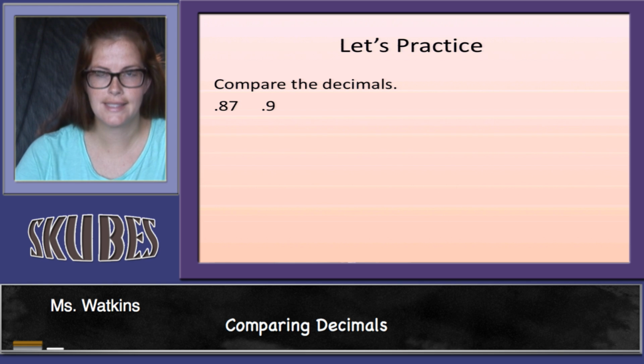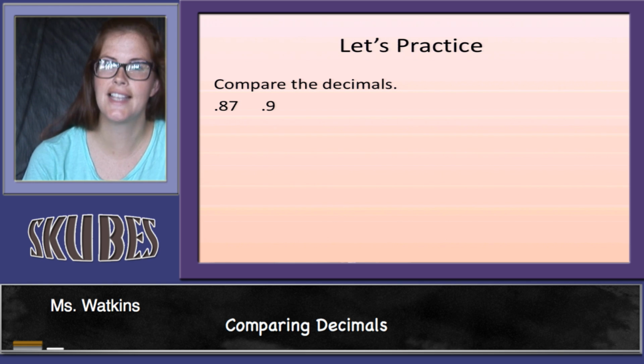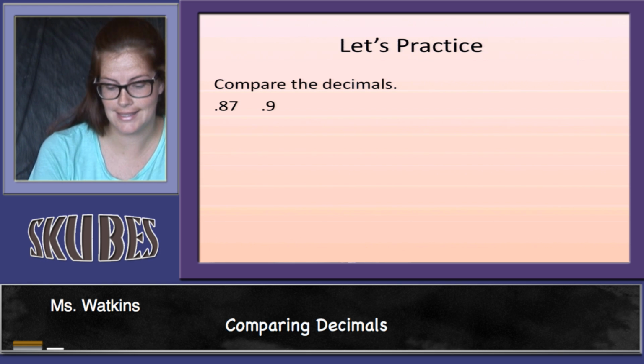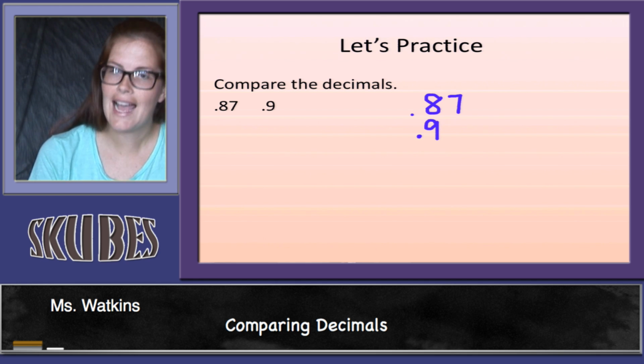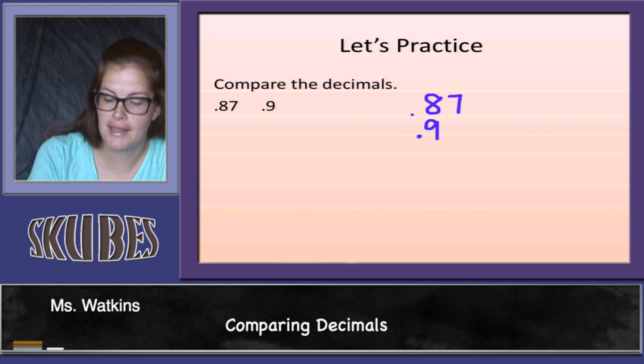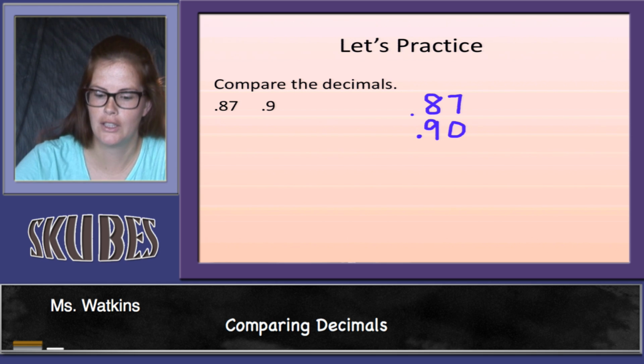All right, so let's practice. Let's compare these decimals. We have 87 hundredths and 9 tenths. So we need to line up our decimals. I always fill in any empty spaces with 0. It just helps me when looking at it.